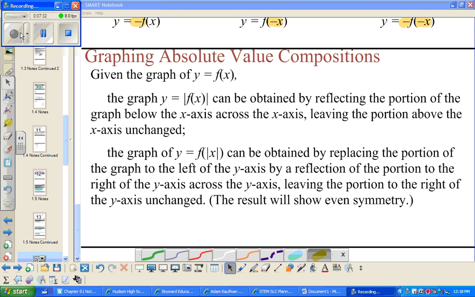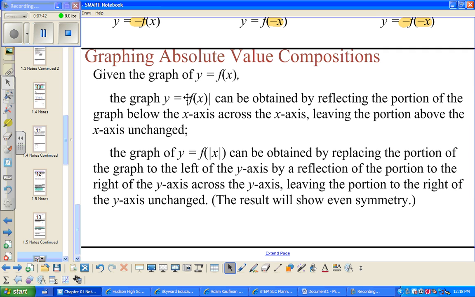The next note here is to be able to graph an absolute value composition. Whatever your function is, if you take the absolute value of the entire function, as shown here, what will result is the graph of the original function, but anything below the x-axis will be reflected above, and anything above the x-axis will just remain.